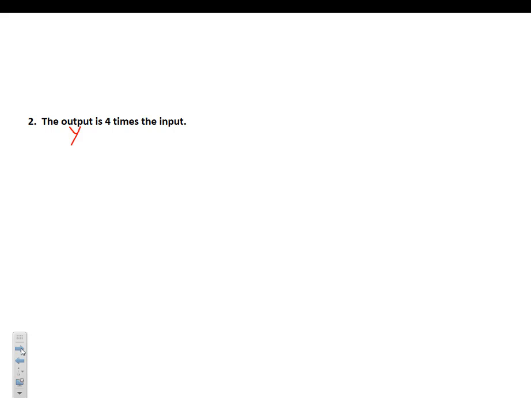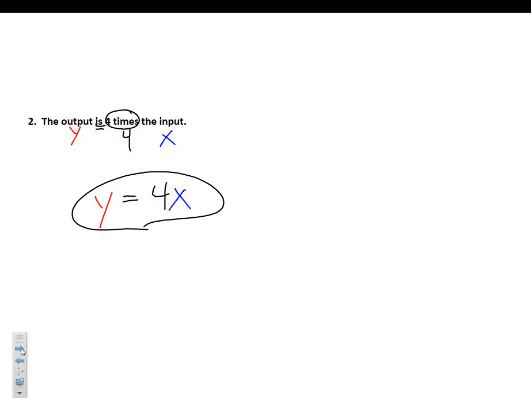So again, our output is y. Is the equal sign. Equals 4 times. So 4 times the input x. And of course, there's lots of ways to represent that multiplication. Proximity, the coefficient next to the variable. So we're going to say y equals 4 times x. So y equals 4x. That's pretty straightforward right there, ladies and gentlemen. That's 4 times x. 4 times the input. Go ahead and write that down and join us on our next slide.